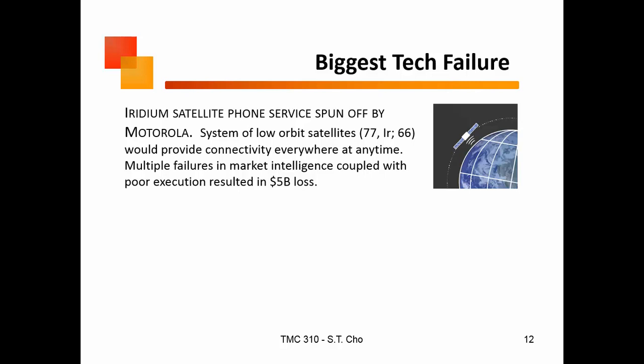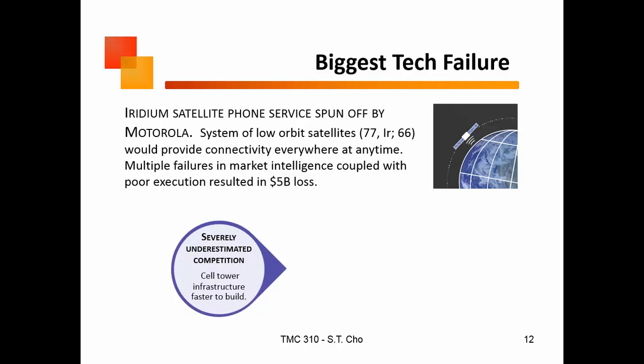Another example of data gone bad, the Iridium project by Motorola, $5 billion loss. And that's that Motorola decided they were going to do these low orbit satellites and be able to do cell phones that way. They severely underestimated the competition. They thought, oh, if you're going to do cell phone towers, you're going to have to build thousands of those things. Well, they did build thousands of those things, and it turns out they went up very quickly, much more easily than sending up satellites.